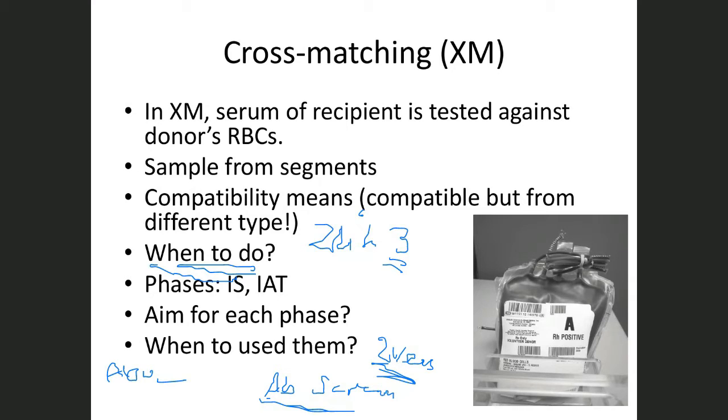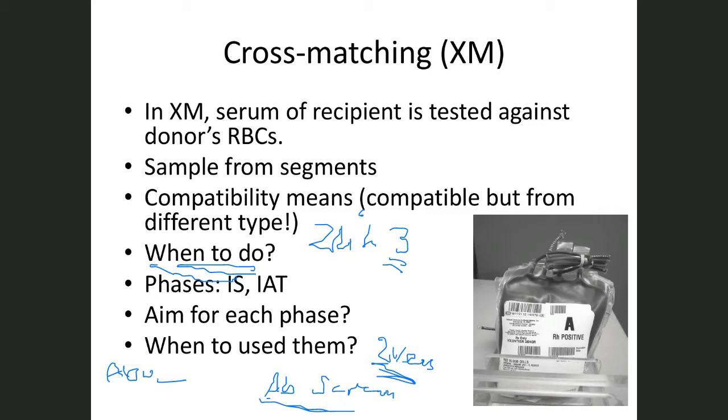So usually cross-matching should not be done long before transfusion, not 1 month or 2 months before. It should be just before transfusion, a short time before transfusion. So again, cross-matching, I can prepare a unit.